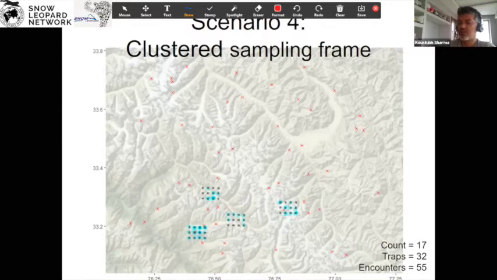Now we have four clusters of 12 cameras each. Again, for simplicity's sake, I've just made these four clusters. You could have had three clusters and a few additional cameras around it if needed. But in this case, let's say this is a cluster of 12 cameras each. We do get to count 17 different snow leopards on these 48 cameras, which is a pretty good number. Snow leopards get encountered on 32 camera traps, again a very good number, and the total number of encounters remains 55, which too is a fairly good number.